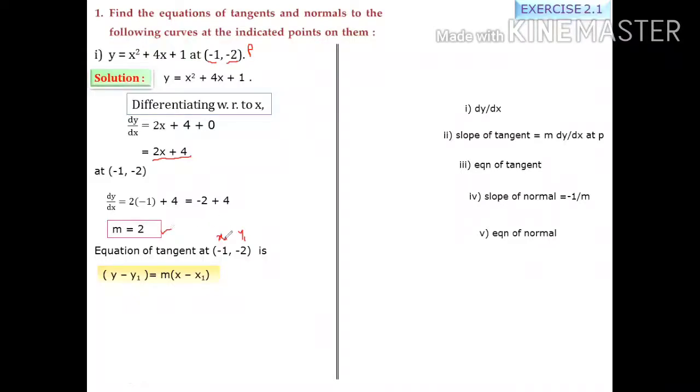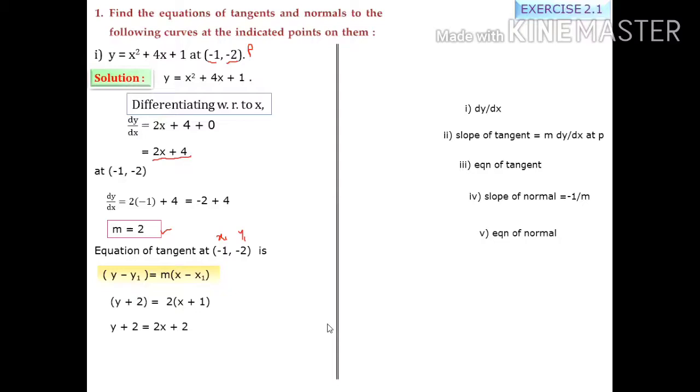Substitute x1 equal to -1, y1 equal to -2, and slope m equal to 2. We get the equation of the tangent: y minus (-2), which becomes plus 2, equals m value 2 times (x minus (-1)), which becomes plus 1. Multiplying 2 inside the bracket, we get 2 times x plus 2.